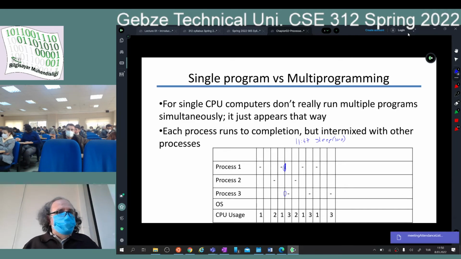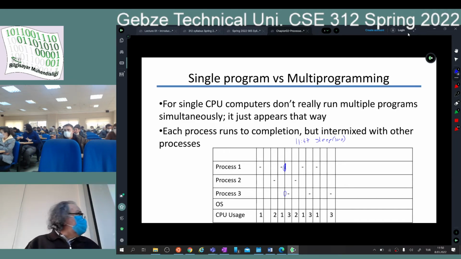Okay, so this is the main idea of switching between processes. As I said before many times, the OS makes this decision of who is going to run next, and for the OS to make that decision, the OS has to run between the processes.